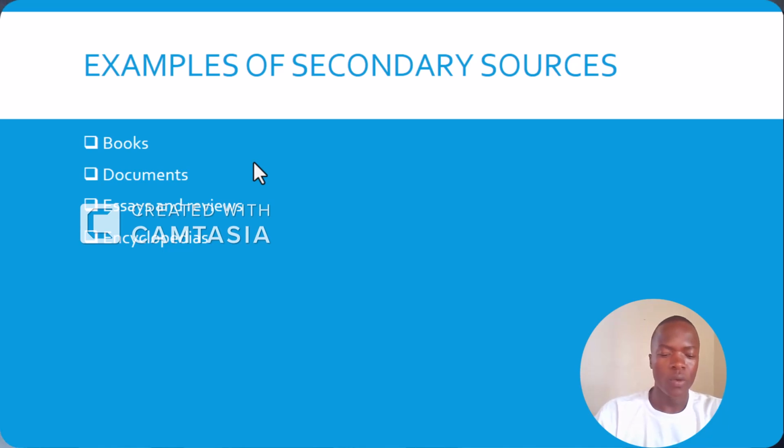Which documents? We talk of articles that analyze primary data, and literature reviews. And then when we come to essays and reviews, we talk of movie or book reviews that interpret the content of a work. Still under essays and reviews, we talk of critical essays that provide analysis of a literary work. And then, lastly, we talk of encyclopedias. Encyclopedias summarize and give you well-established knowledge about the topic of your research.